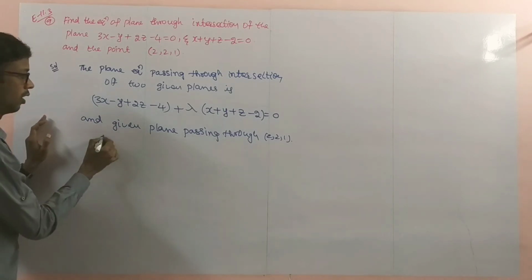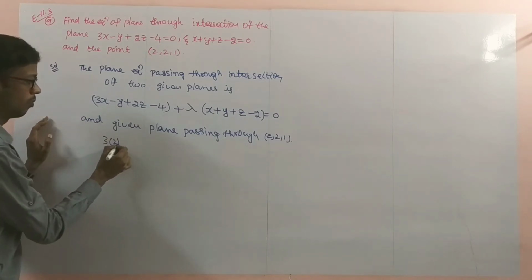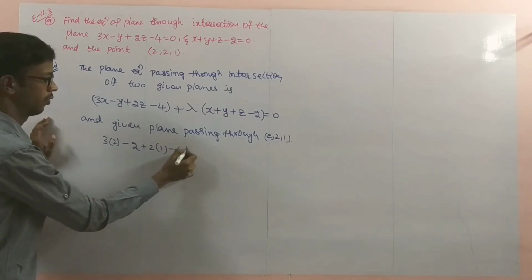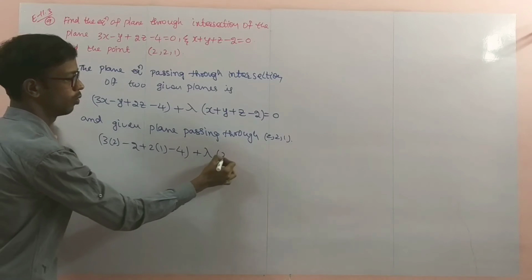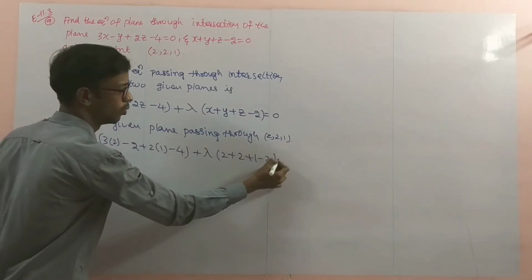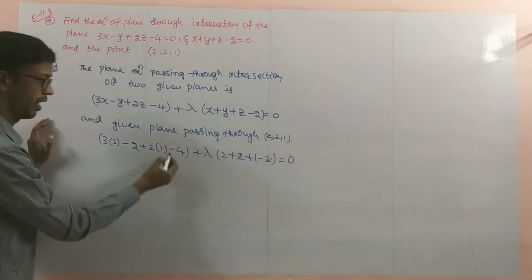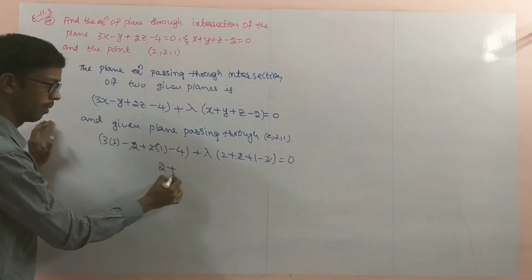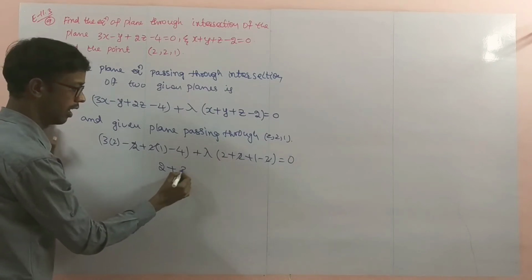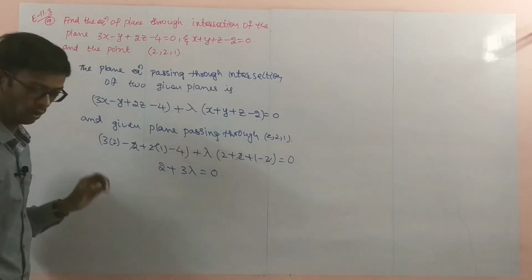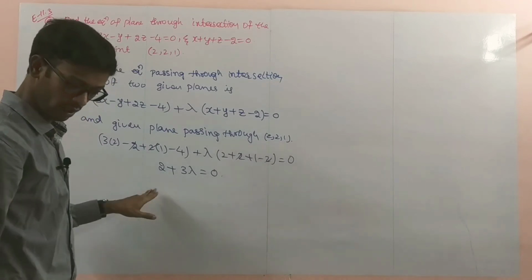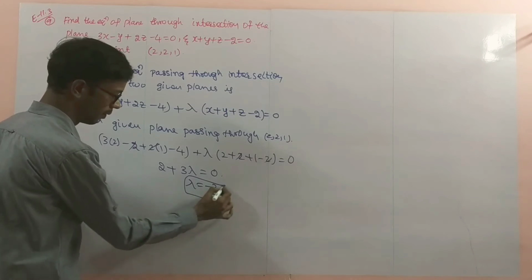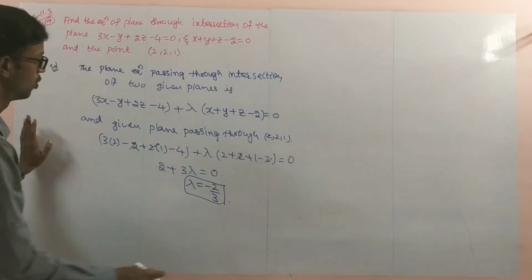Substitute here: 3 into 2 minus 2 plus 2 into z value is 1 minus 4 plus lambda into 2 plus 2 plus 1 minus 2 equal to 0. 2 get cancelled, here also 2 get cancelled. 3 2s are 6 minus 4 is 2 plus 3 lambda equal to 0. 3 lambda equal to minus 2. Lambda equal to minus 2 by 3.